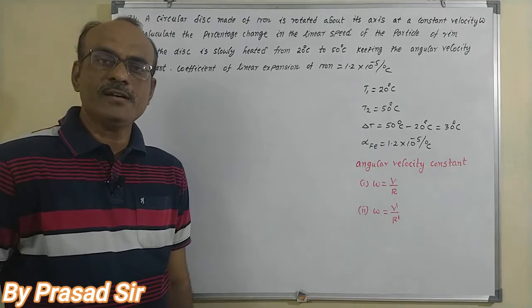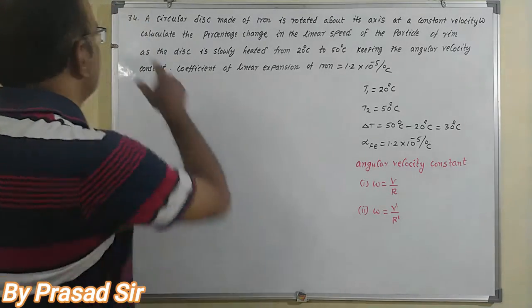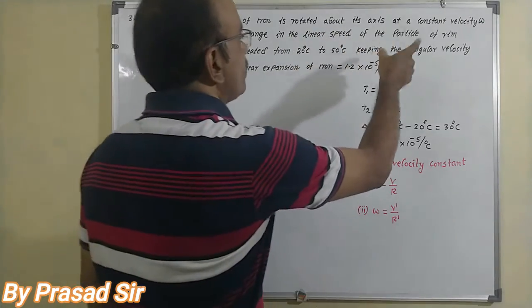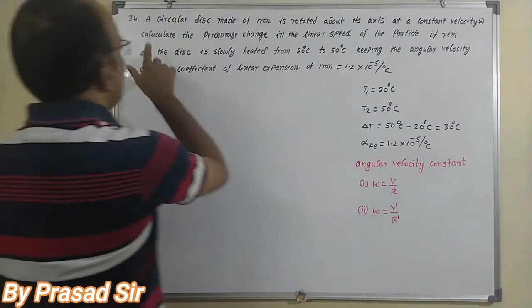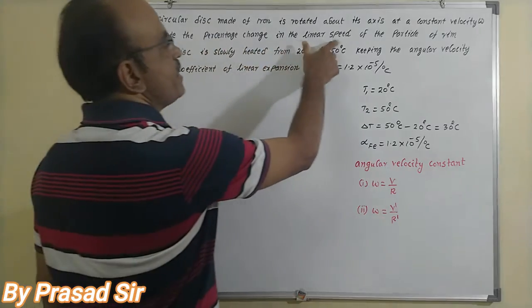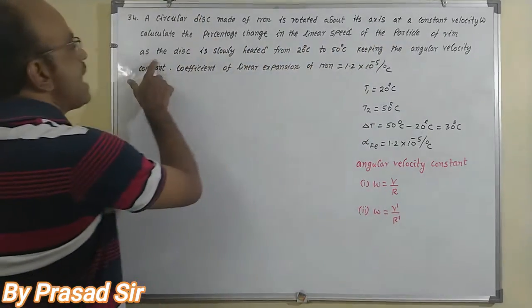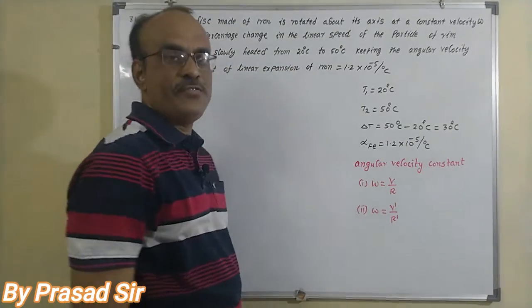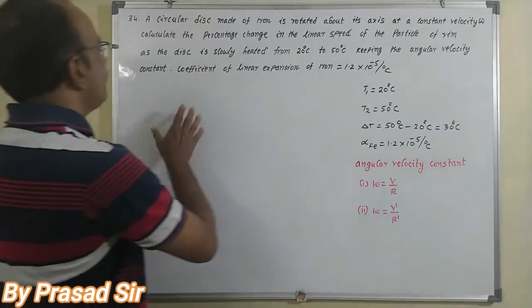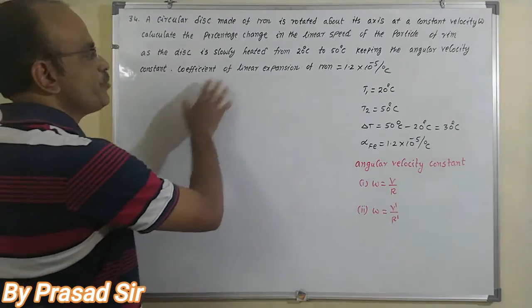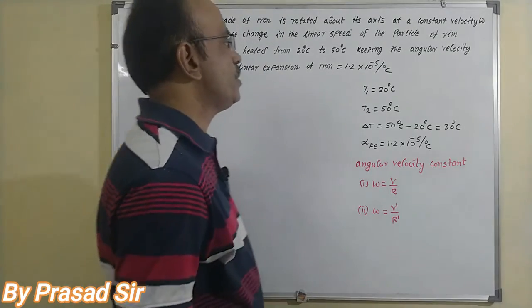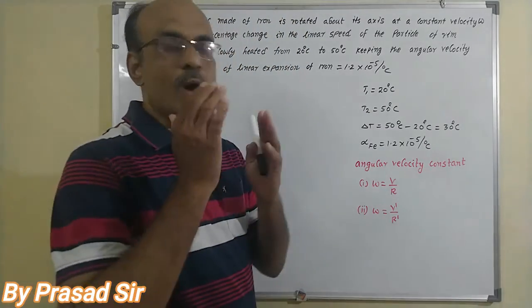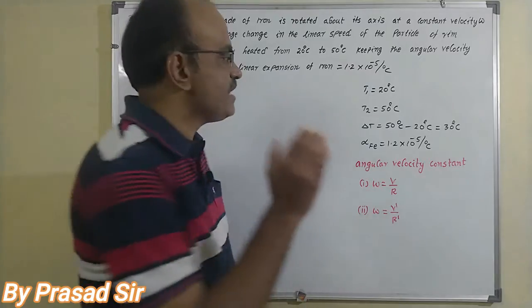Question number 34. A circular disc made of iron is rotated about its axis at a constant angular velocity omega. Calculate the percentage change in the linear speed of a particle on the rim if the disc is slowly heated from 20 degrees centigrade to 50 degrees centigrade, keeping the angular velocity constant. The coefficient of linear expansion of iron is 1.2 times 10 to the power of minus 5 per degree centigrade. So to answer this question, first of all, what is given?